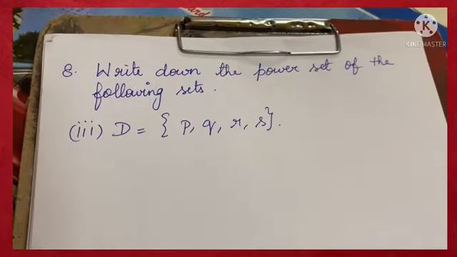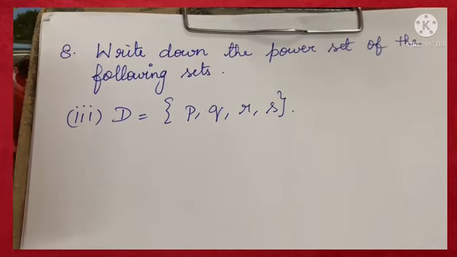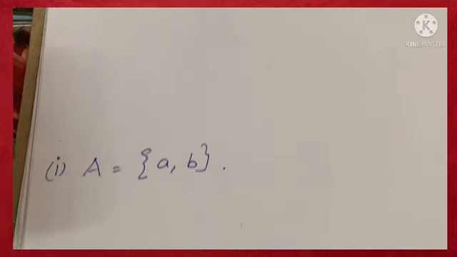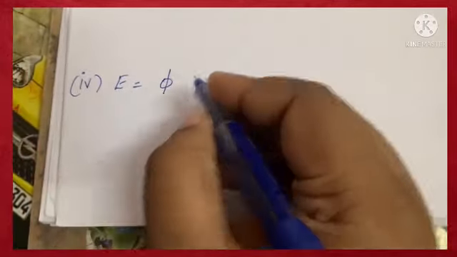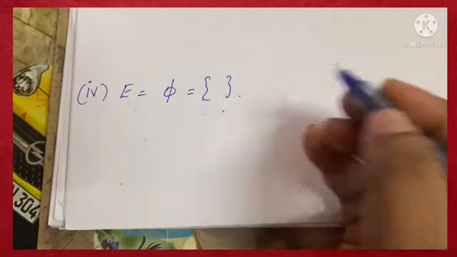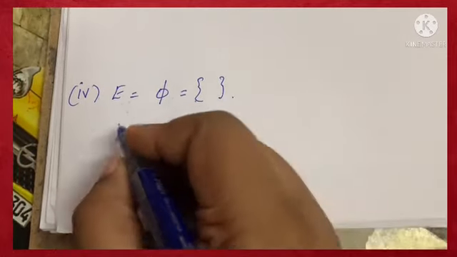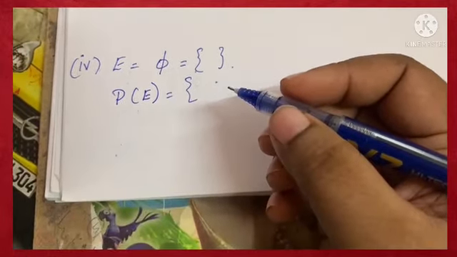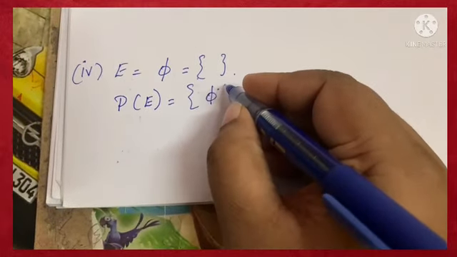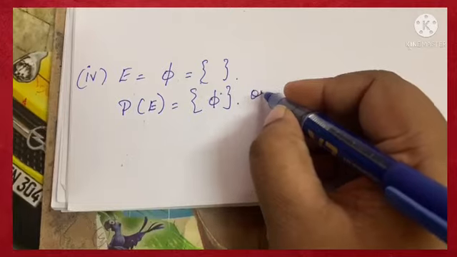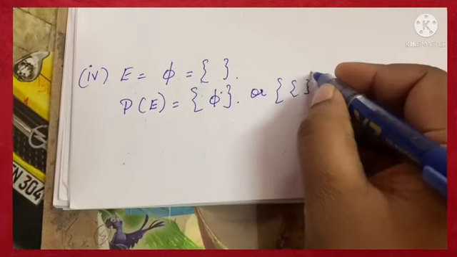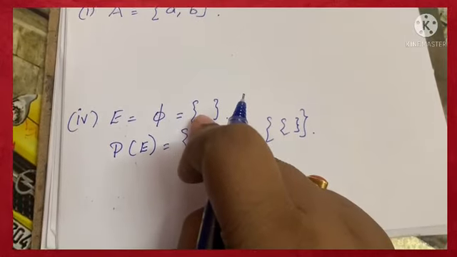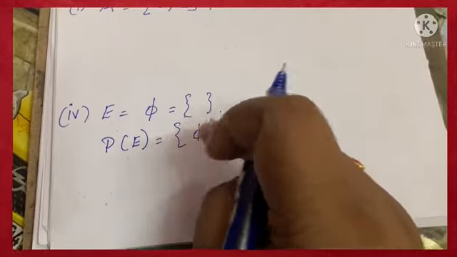Write down the power set of the following sets. Okay, now it's like the previous sum only. Shall we go with the last part that I have taken? E. What is this meaning? Null set. There is no element. So what will you write for the power set? Only the null set, or I can write this as an empty set like this. That's the answer, because we have no elements. So this is only having the null set.